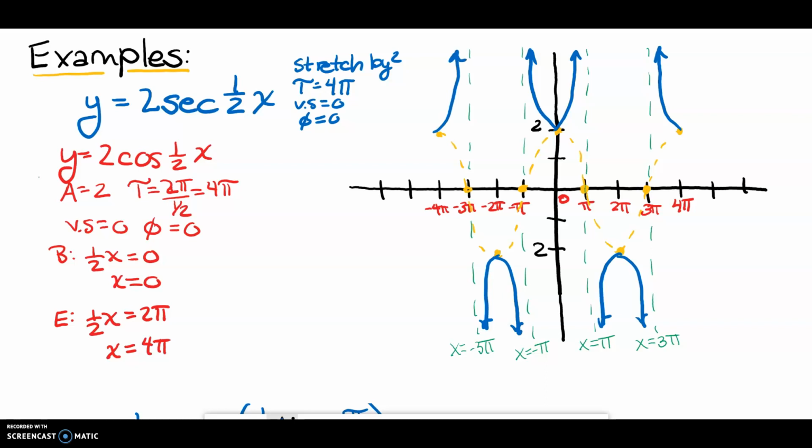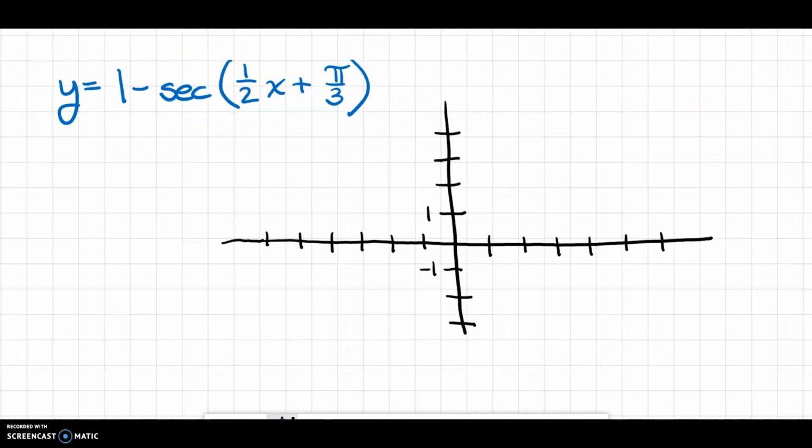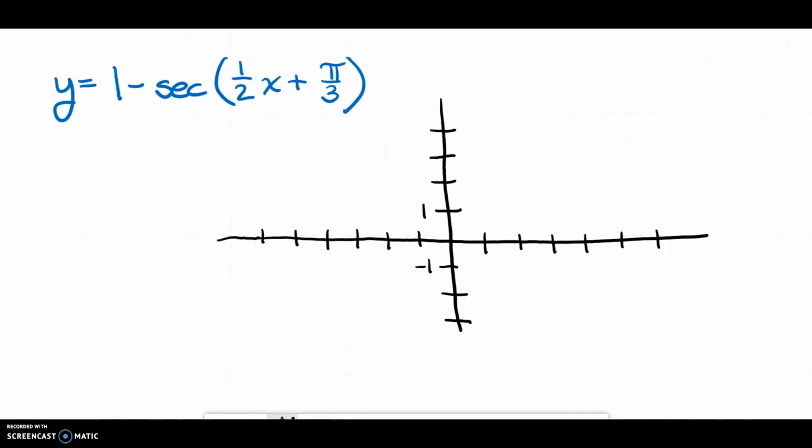So let's see if we can fit in one more example here. Or maybe I'll just start another video. I'll add another video with this example in it. All right, so watch the second video for a harder example because this one's going to be shifted. It's going to be reflected over the x-axis. Our period's no longer going to be 2 pi, and there's going to be a phase shift.